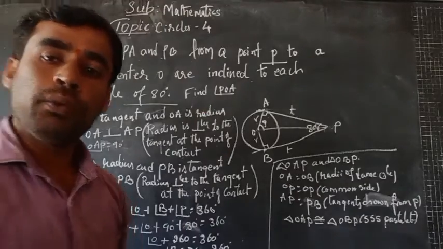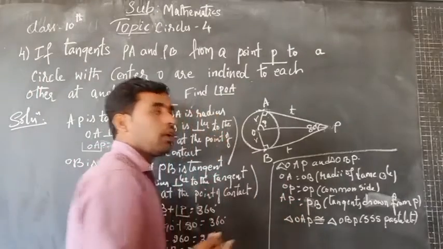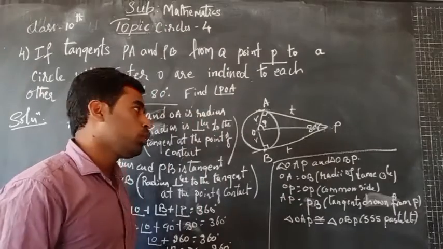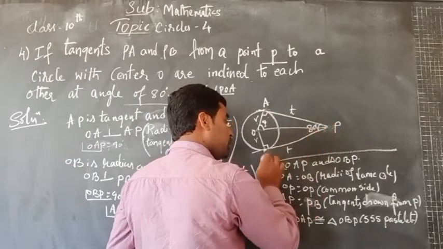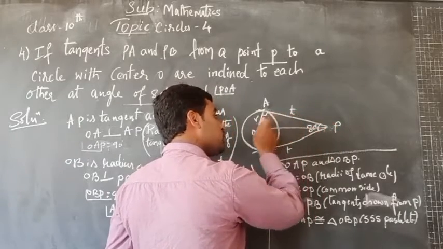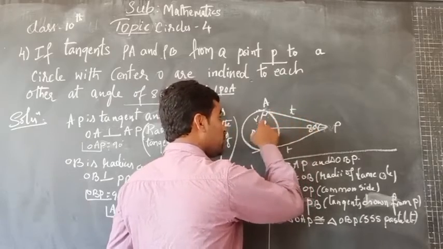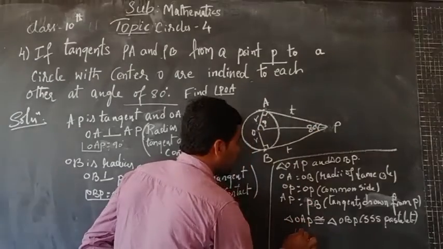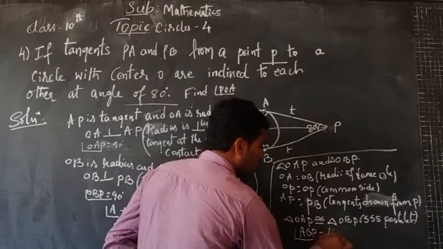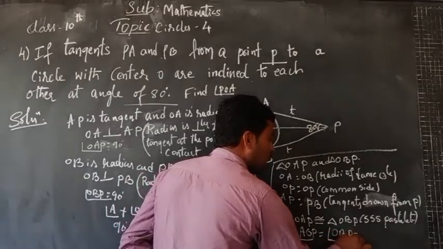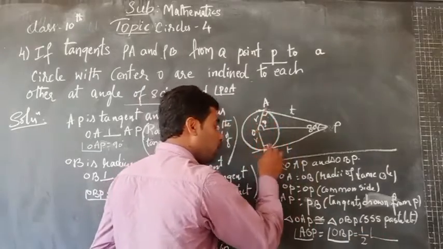Now we can write: the corresponding parts of congruent triangles are equal. Here we have the two equal sides, AP and PB. The angles opposite equal sides are equal. Which are the two angles? Angle AOP is equal to angle OBP. They are half of angle AOB.